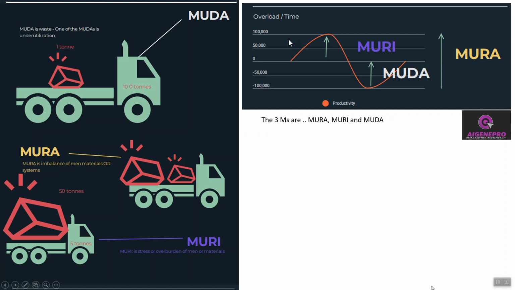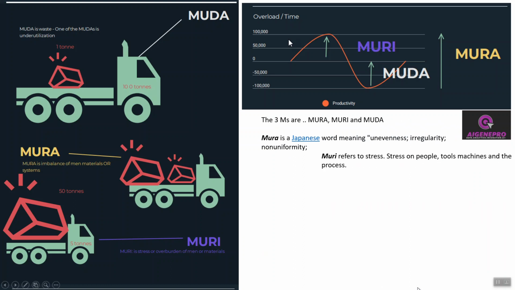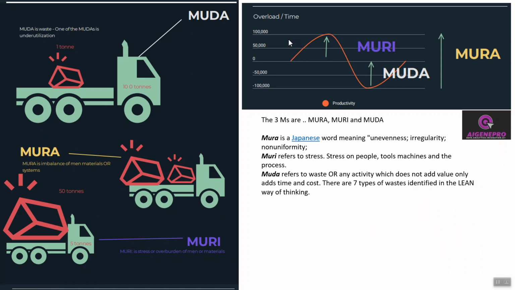The 3M are Mura, Mori, and Muda. Mura is a Japanese word meaning unevenness, irregularity, non-uniformity. Mori refers to stress. Stress on people, tools, machines and process. Muda refers to waste or any activity which does not add value, only adds time and cost. There are 7 types of wastes identified in the Lean way of thinking.